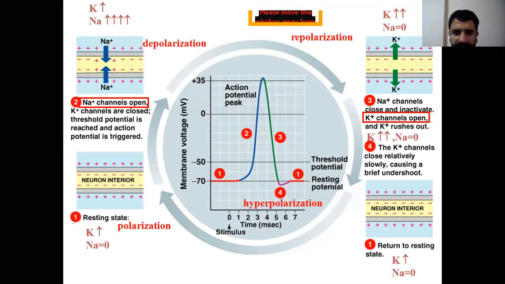This is the same graph as the phases, but here I'm explaining it more and more. First, number 1, resting state is called polarization, moving towards the negative. Number 2, depolarization, moving to the positive. Number 3, it refers to the repolarization phase, going back to the negative. Number 4, hyperpolarization. And number 1, going back to the resting phase.